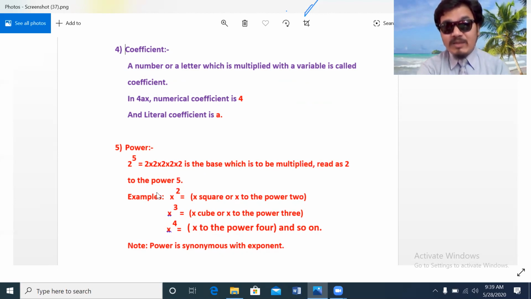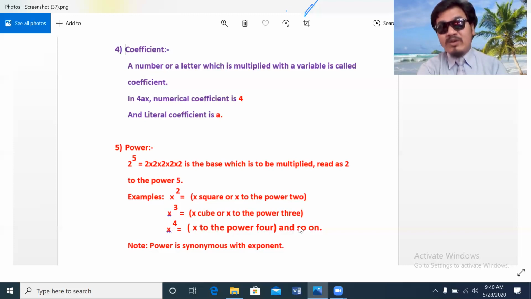And here examples are also given. Look at x square. How to read it? I have mentioned in words in the bracket. We can say x square, or we can say x to the power 2. We can read it both ways, and both are correct. And x to the power 3, we can read as x cube or x to the power 3. Here is x to the power 4, and so on. Similarly, x to the power 5, x to the power 6, x to the power 7, and so on.